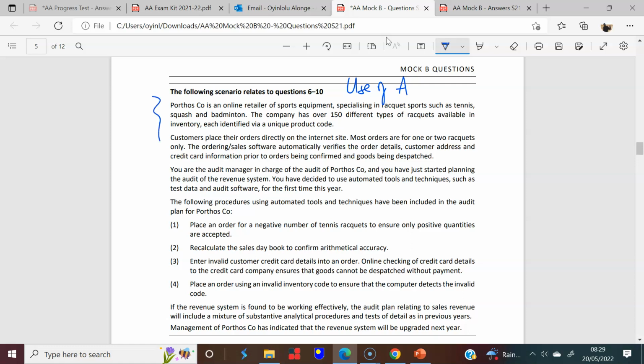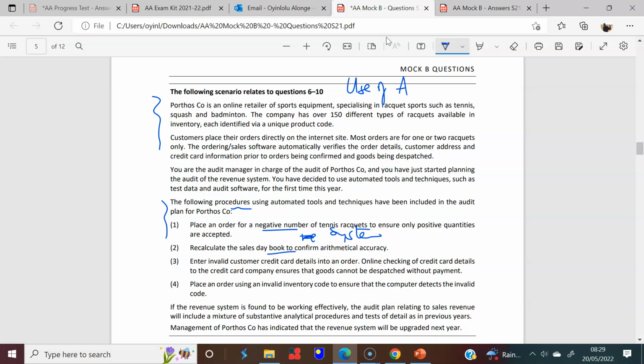So of course you have read the question, Porthos. If you like, this is really looking at their revenue system. A lot of the stuff is done online. And what we're doing here is we have decided to use these computer assisted, automated techniques, and we have decided to carry out the following procedures. So we will place an order with a negative amount to see if the system can react. So we are dealing with the system here. So this is a system test, right? So this is us throwing dummy data or test data into the system to see whether the data can react.